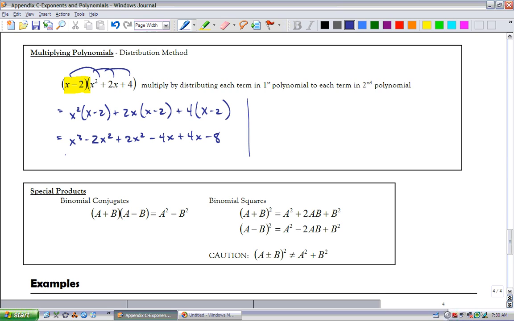From there we have to just combine like terms. Notice here negative 2x squared, positive 2x squared, negative 4x, positive 4x, and so we're really left with x cubed minus 8. And this is actually a special factoring that we'll talk about at a later time.